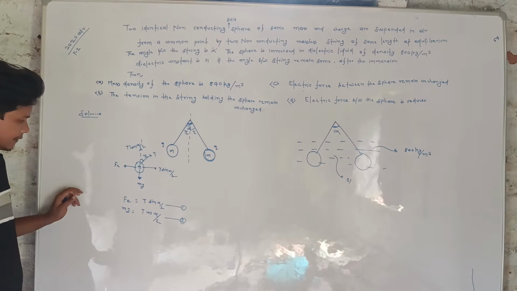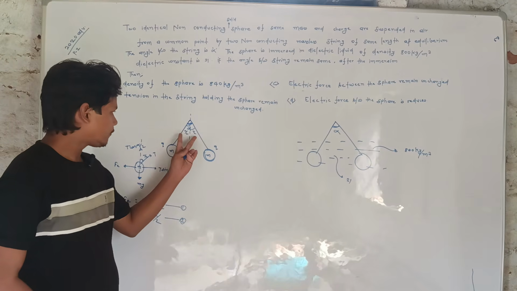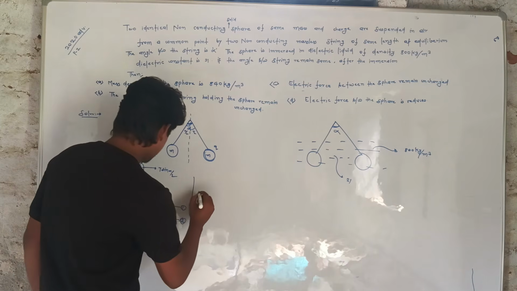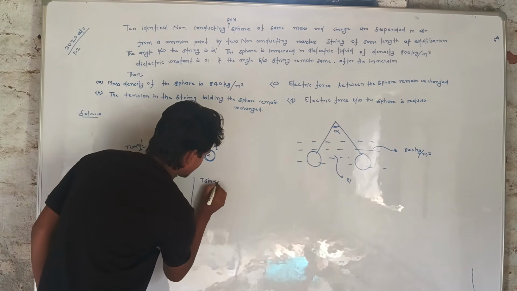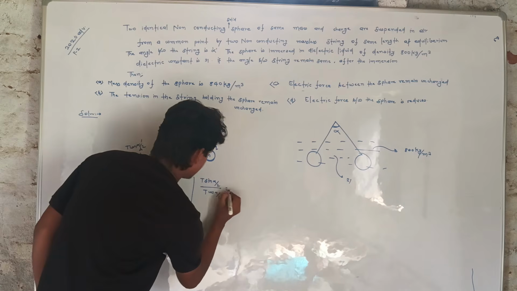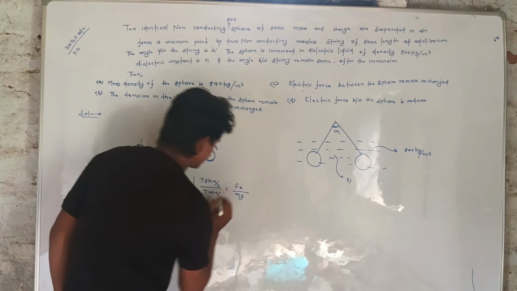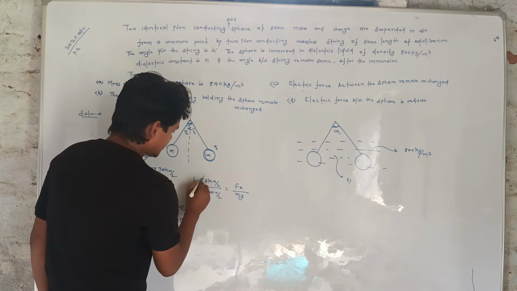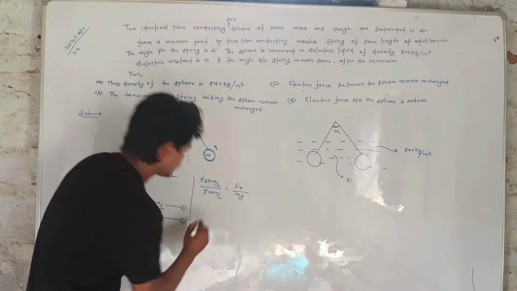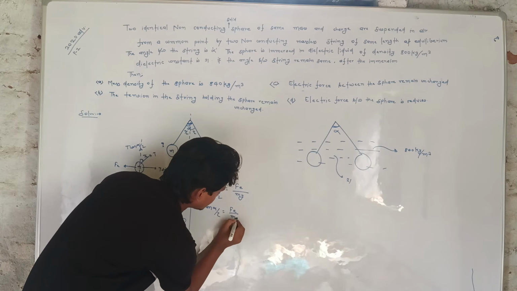If we divide equation 1 by equation 2, from here we can calculate the value of angle alpha. T sin alpha by 2 upon T cos alpha by 2 is equal to electrostatic force upon gravitational force. Tension will be cancelled. This quantity is equal to tan alpha by 2. So here tan alpha by 2 equals Fe upon mg.